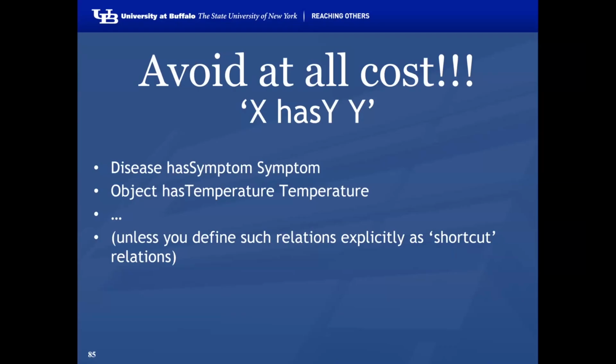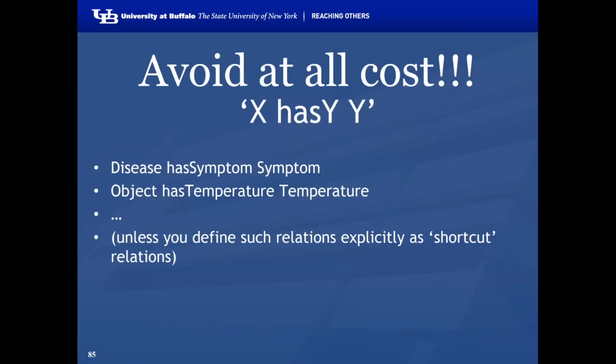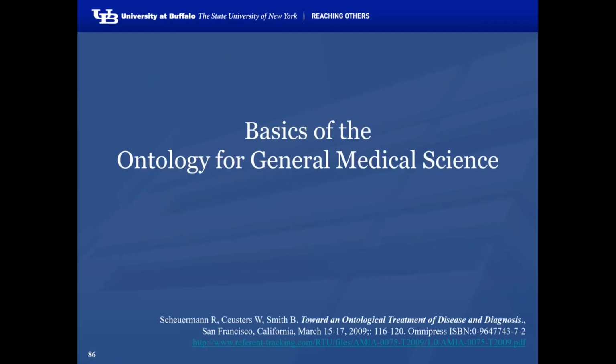Avoid at all cost X has Y. Do not write relationships like has symptom, disease has symptom, symptom, or object has temperature, temperature. That's not good practice, unless you define such relations explicitly as shortcut relations. Shortcut relations are when you have a big series of relationships that need to come together and it is too cumbersome all the time to write that out explicitly, then you can make shortcut relations. Right, that's what I wanted to say about the BFO.